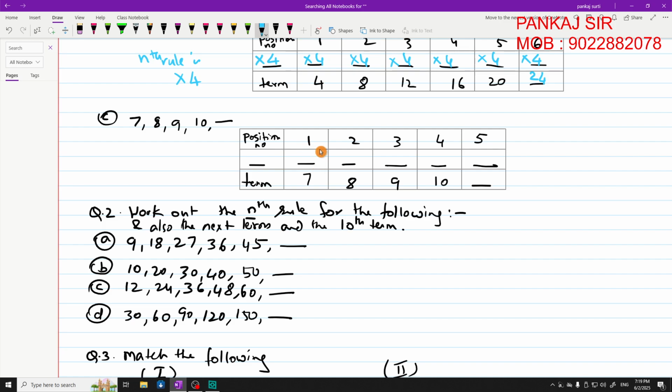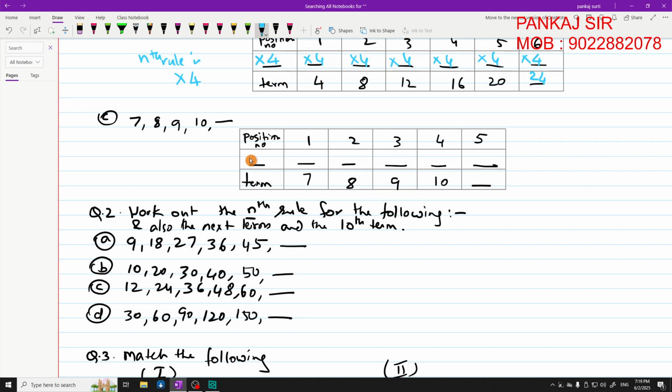Fine. Now this, if I work out multiplying by 7, 1 into 7 will be 7. 7 into 2 should be 14. No, this is not working. Okay. Let us try adding 6. Okay, so 1 plus 6 will give me 7, 2 plus 6 will give me 8, 3 plus 6 will give me 9, 4 plus 6 is going to give me 10.